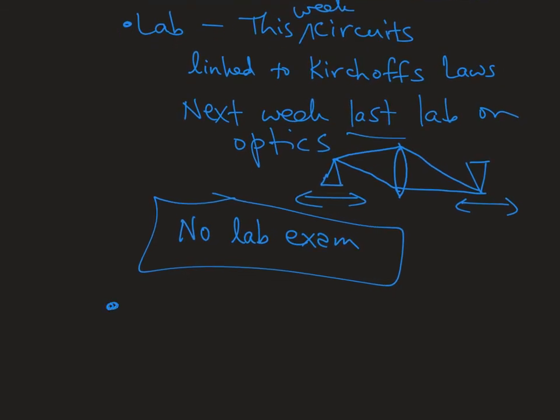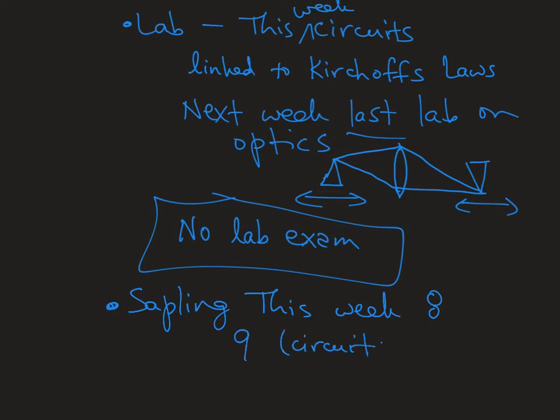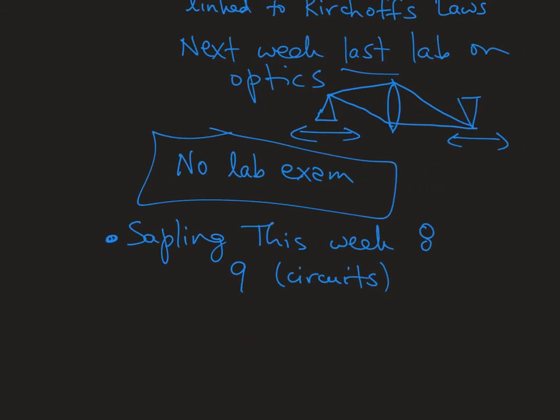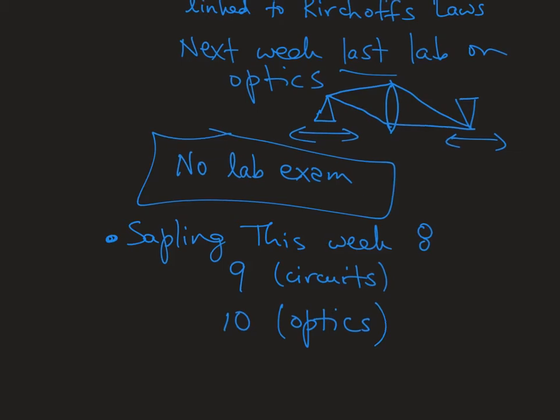The Sapling homework: this week's is homework 8, and it's mostly on capacitors and that sort of thing. Then you have 9, which will be on circuits. It'll be closely related to the lab you're doing this week. And then there'll be one more, which is 10, and that's the one that will be related to optics mostly. And then that's it for Sapling, okay?